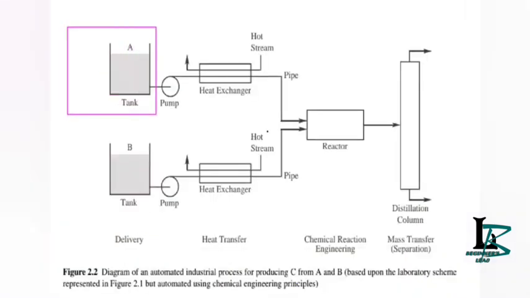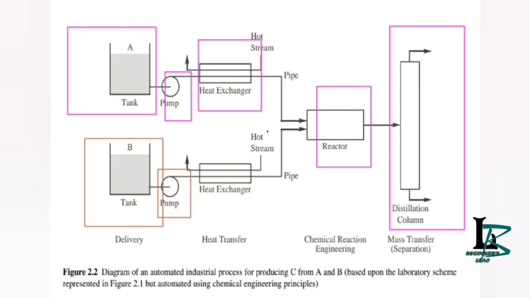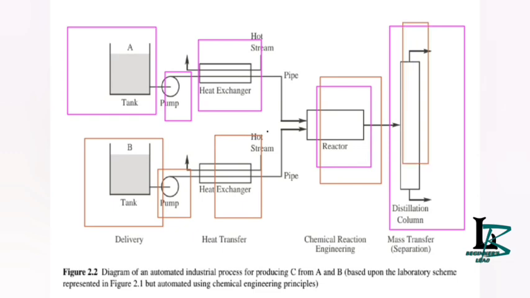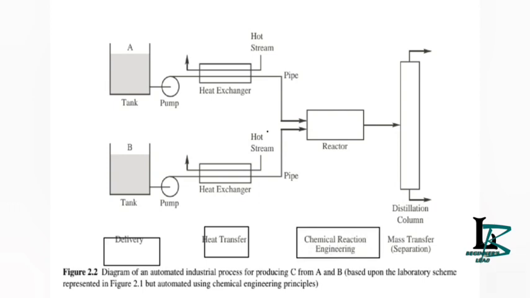In automated implanted plants, chemical A is pumped from tank A through a pipeline containing a heat exchanger. Similarly, chemical B is also pumped from another tank B through another heat exchanger. Now, these two reactant streams are then sent to a reactor with the temperature, pressure, and catalyst needed. Now, the product mixture is sent to the continuous distillation unit to separate C from any unwanted chemicals in the stream. As you can see here, heat transfer, chemical reaction engineering, and mass transfer, everything is happening.